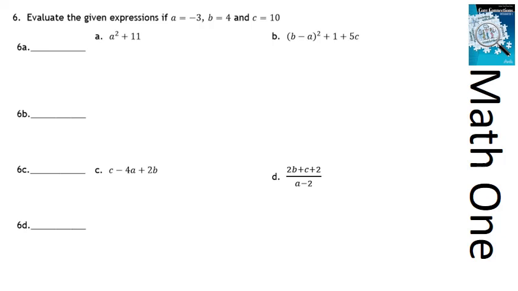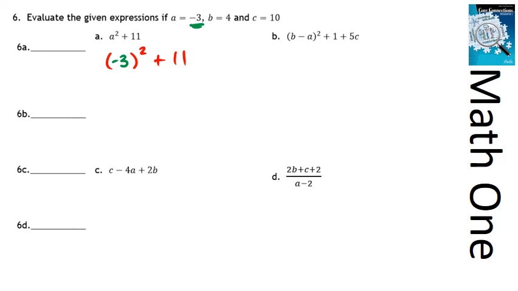Question 6 says, I'm giving you the values of A, B, and C. Please evaluate the following expressions. So here's some expressions, and one of my biggest bits of advice here is whenever you see this, use parentheses to replace where the variable is. So what I'm doing here is I've got parentheses squared, right? Something's getting squared. What's getting squared? Well, it turns out negative 3 is getting squared, so I'll just put that in right there.